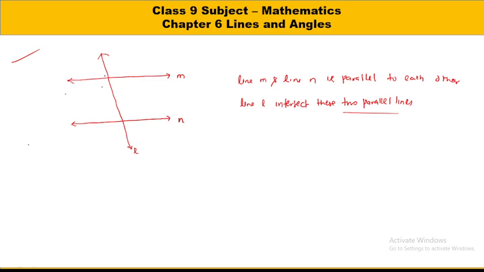So here let us redraw the angles which are formed. So angle 1 is here, angle 2, angle 3, angle 4, 5, 6, 7 and 8. These angles are formed. Line L is your transversal. These lines particularly intersect at point P and Q.